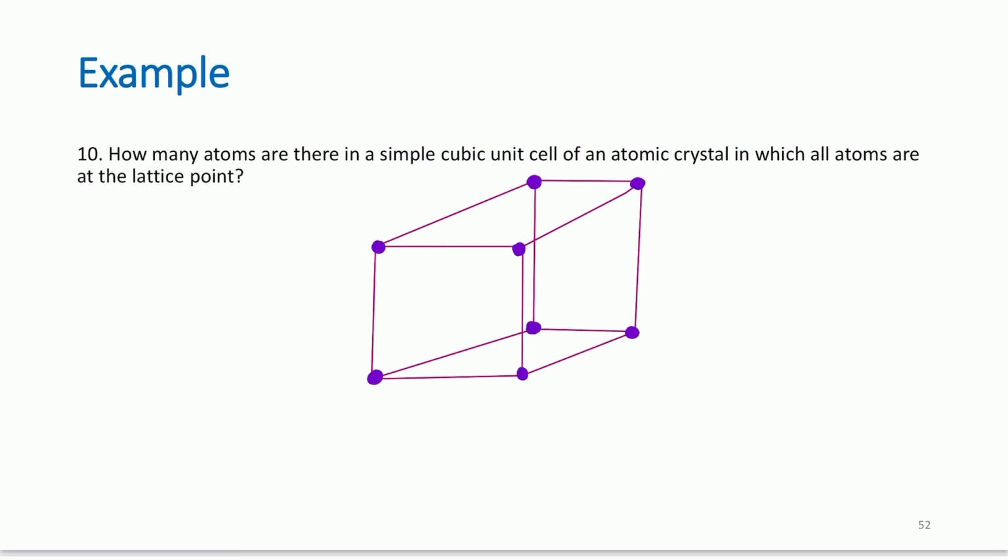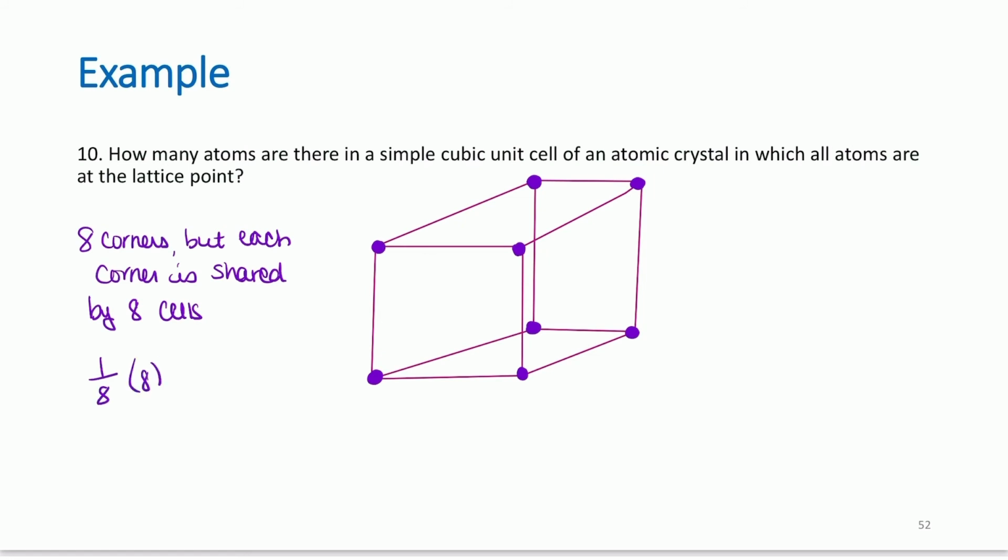That's your simple cubic. How many atoms are there? There's 8 corners, but each corner is shared by 8 cells. So 1/8 times 8, 1. There's 1 atom per unit cell in a simple cubic structure. That's all that question's asking. When it says at each lattice point, it means the points that the atoms will be at in the crystal structure for simple cubic.